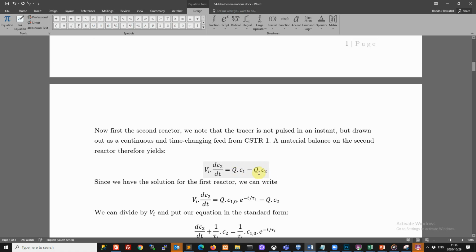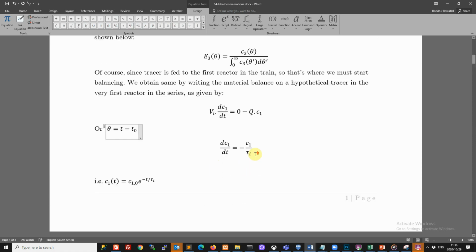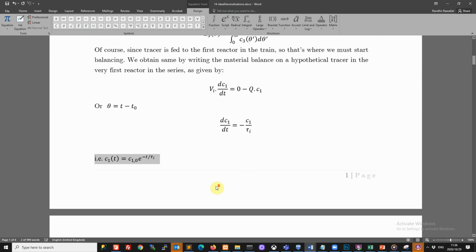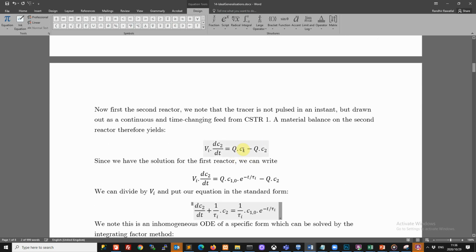So that's just flow in and flow out. And of course, tracer is not reacting, so we don't include reaction terms here. Right, so that's the balance on tank 2. And then, of course, C1, we've just gone and found the time dependence for C1. So we can go ahead and substitute that time dependence for C1 here. Okay, so that's the balance on tank 2.